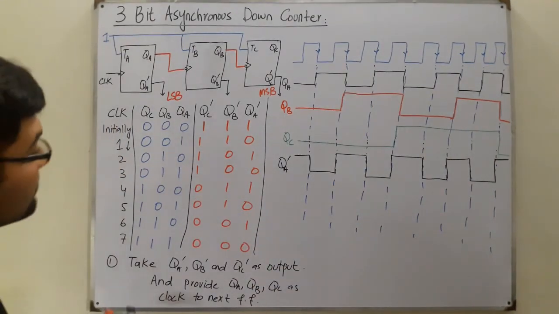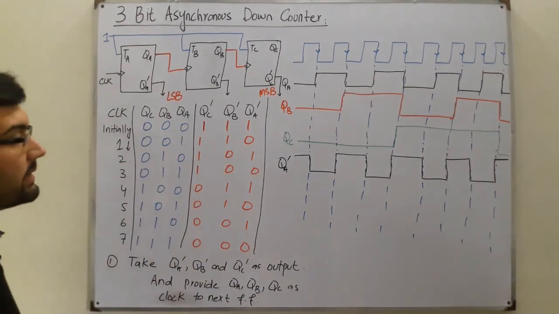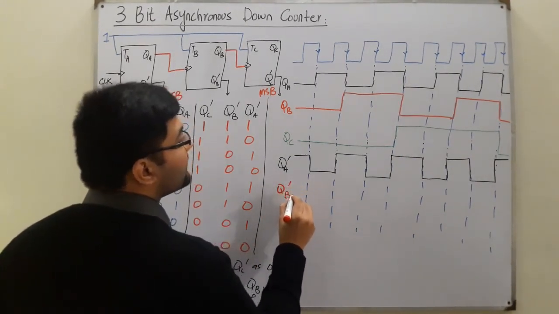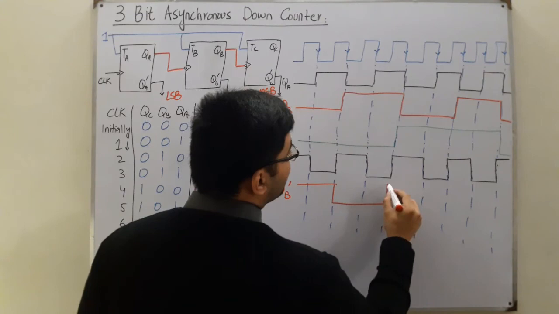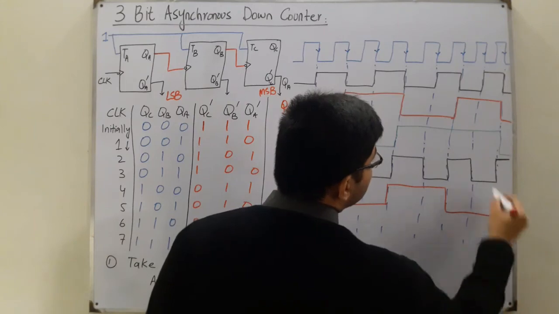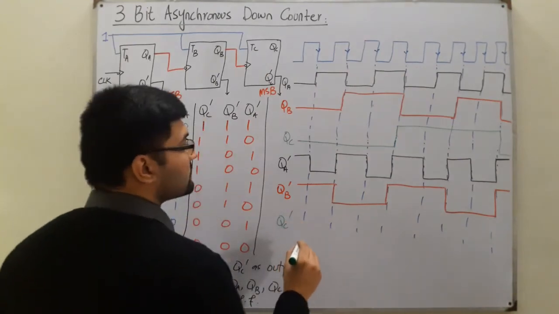The next for QB, so what do you have? This QB, and you're taking the output from the QB complement, so you just directly complement it, and this is your QB complement. Initially it was a low state, it goes to high state, all right? Comes low, and then for two clock pulses it is like this, then goes high, stays high for two more, comes low for two, and then when it comes to zero, this goes to high. This is QB complement, your next output. Now the QC, so you complement it again. So you have your QC complement over here.